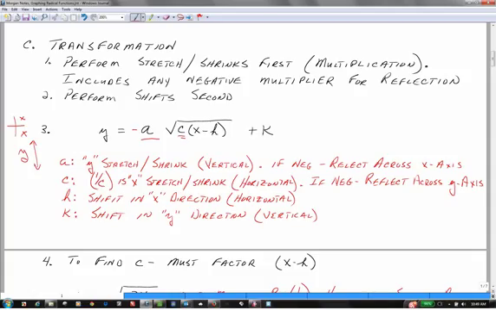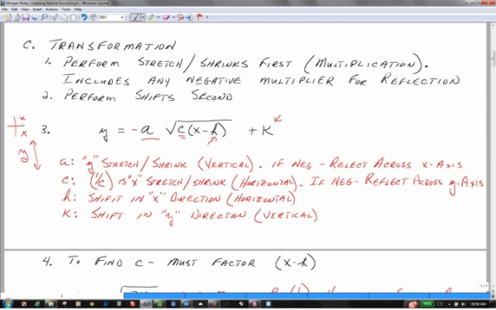Okay? And remember, h is always going to be the opposite sign because it says x minus h. That's going to be the x shift, which would be the horizontal shift. And the k value is going to be the y shift, which would be a vertical shift, up and down.